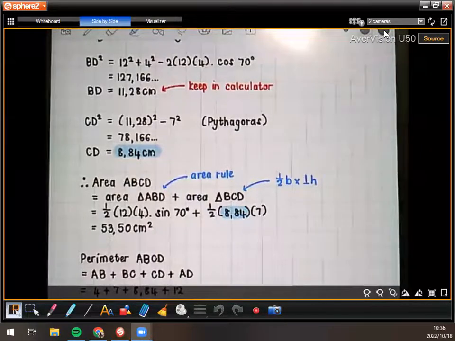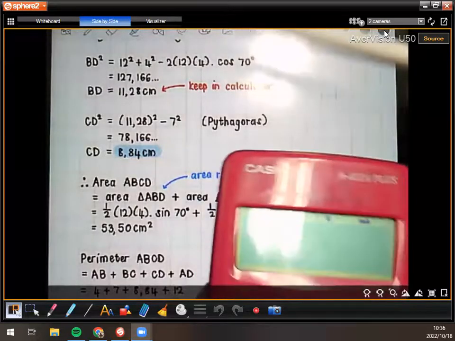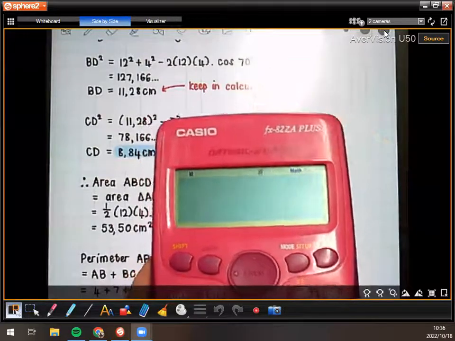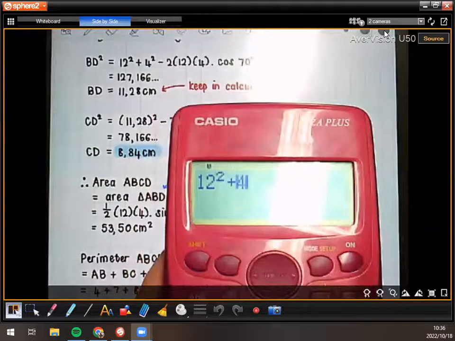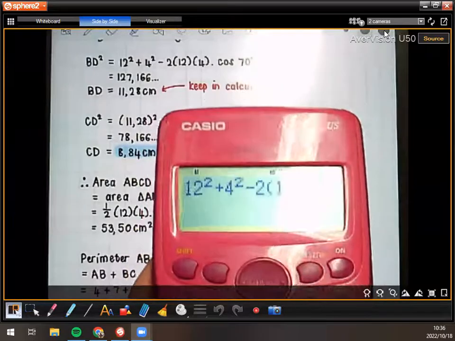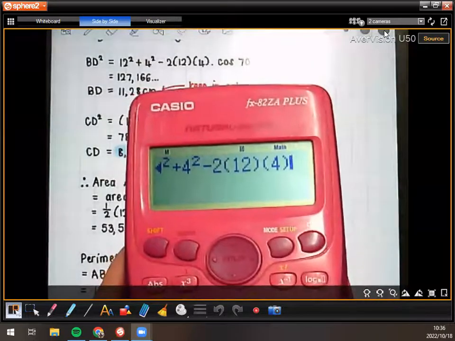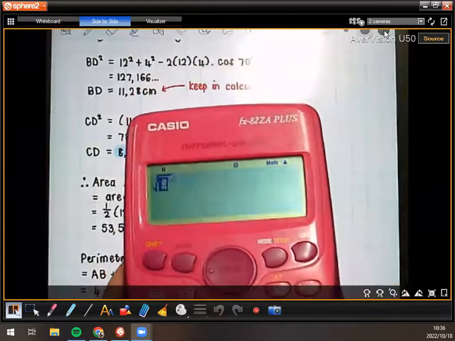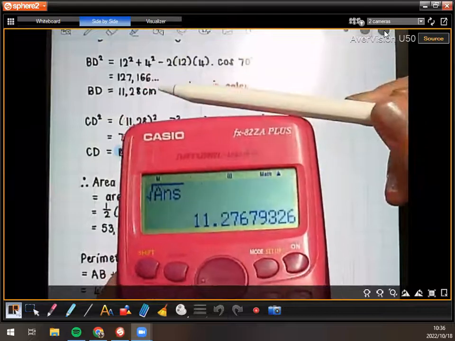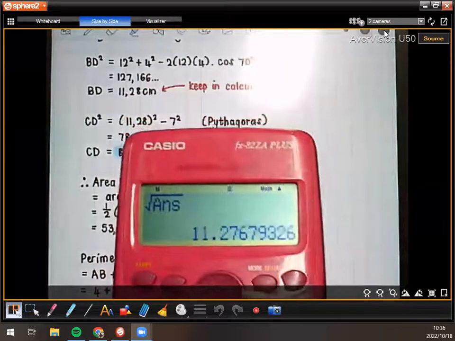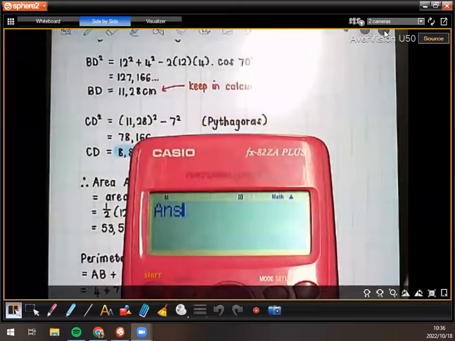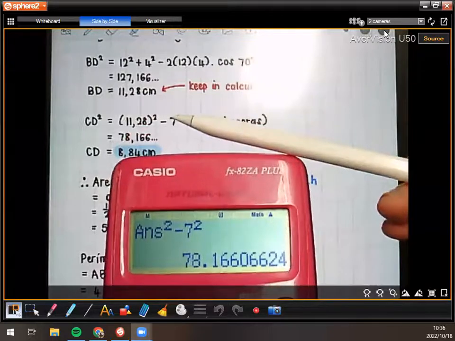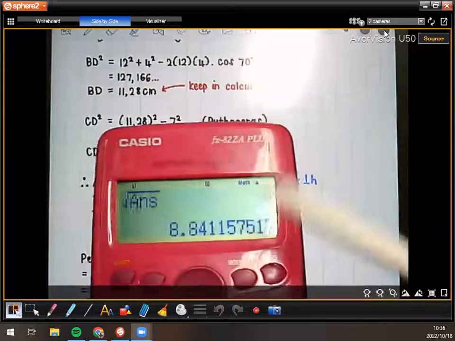Just check quickly. So up here, you guys do cos of 70. I'm doing 12 squared plus 4 squared minus 2 times 12 times 4 times cos of 70 equals. Then I square root. So that's what I'm putting in my calculator. Then I do this squared minus 7 squared. I'm getting 78.166 and then square root.